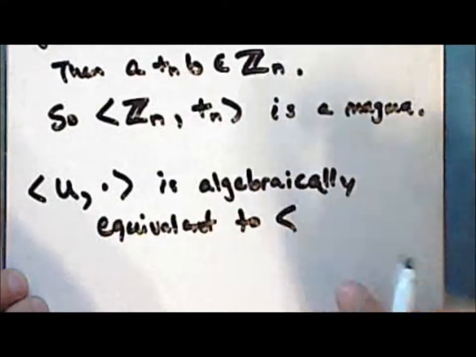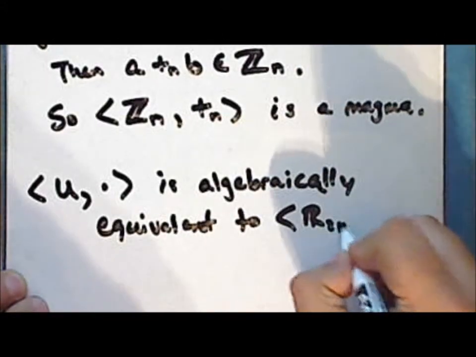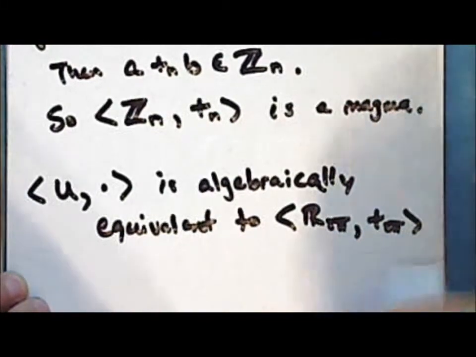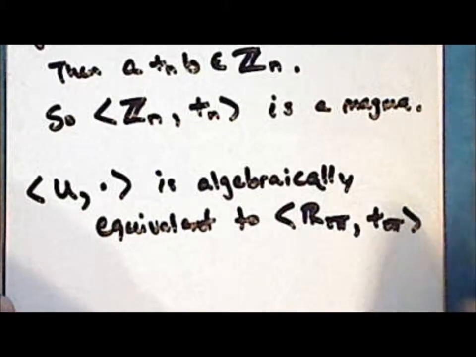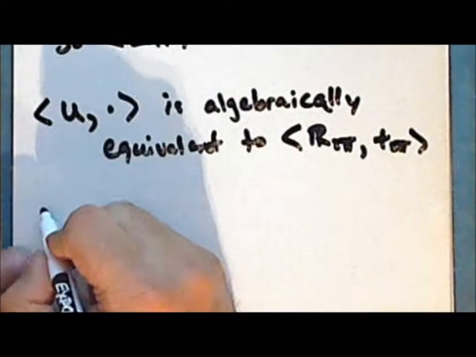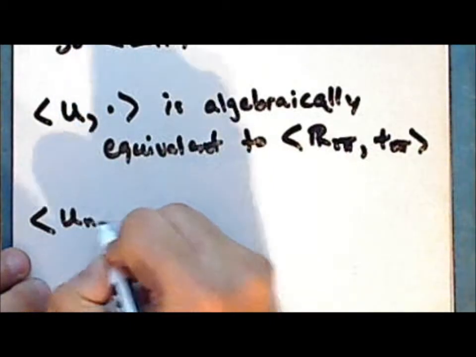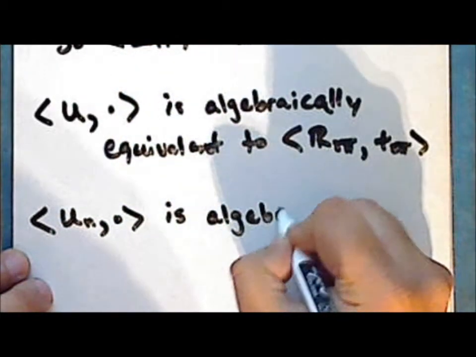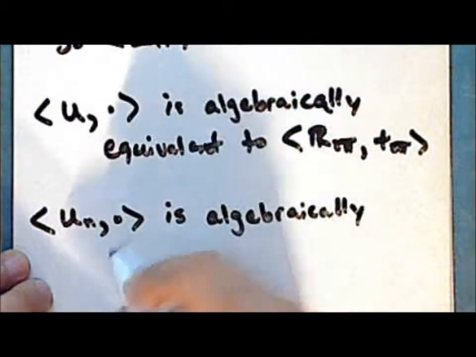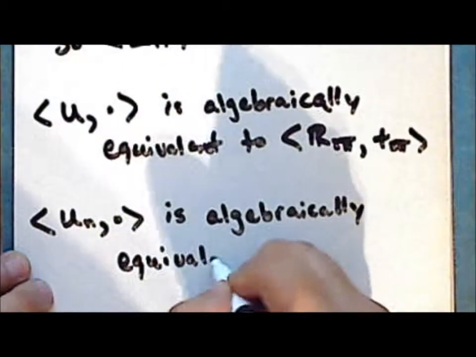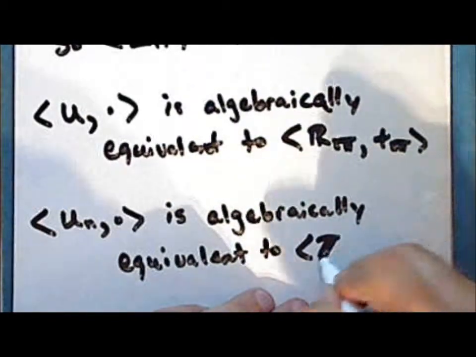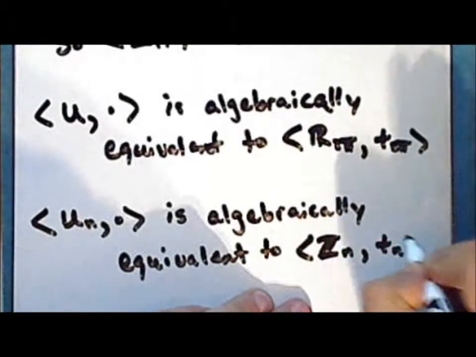to addition modulo 2 pi on the set of elements in the half-open interval from 0 to 2 pi. We will also see that the set of nth roots of unity, together with multiplication, is algebraically equivalent to addition modulo n on the set of integers modulo n.